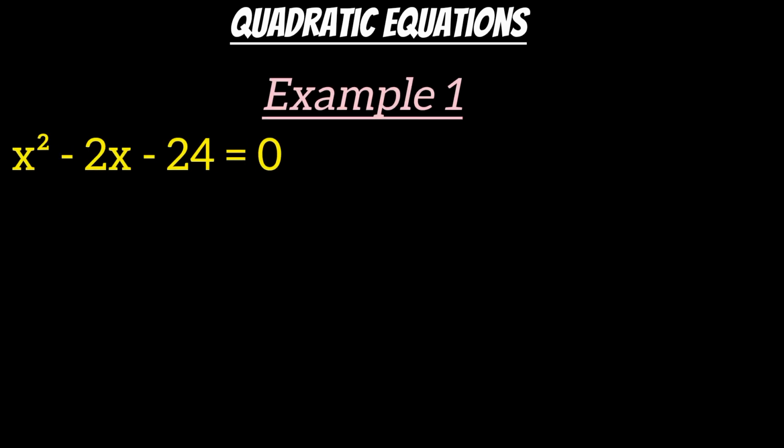Now let us move to three-term quadratics. Example 1, x squared minus 2x minus 24 is equal to 0.